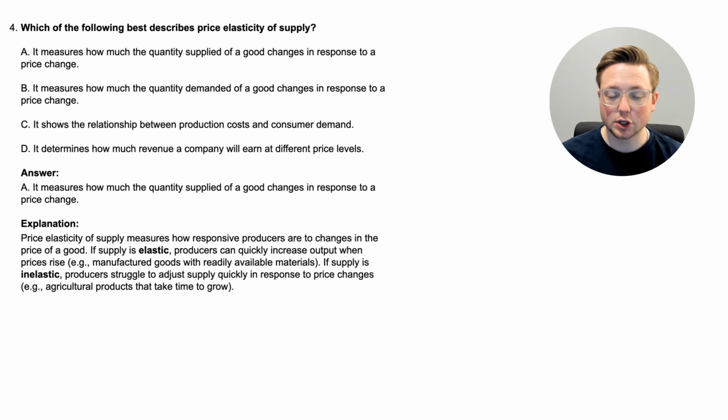A, it measures how much the quantity supplied of a good changes in response to a price change. So again, that one probably should have been pretty clear based off the previous question. Let's talk about the explanation. Price elasticity of supply measures how responsive producers are to changes in the price of a good. If supply is elastic, producers can quickly increase output when prices rise, such as manufactured goods with readily available materials.